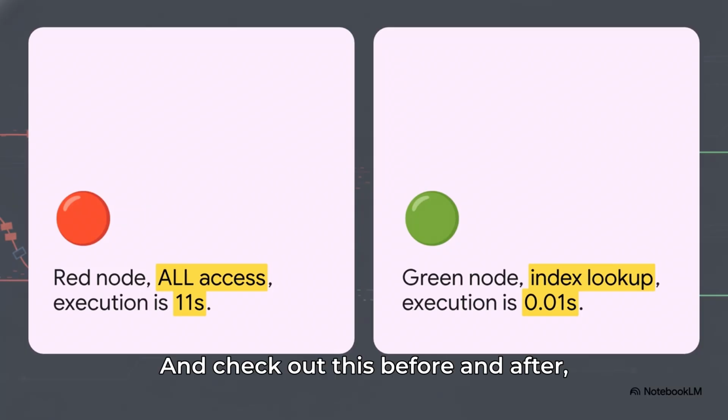And check out this before and after. It's like night and day. Before we added the index, we had a red node, an access type of ALL, a NULL key, and a brutal execution time of 11 seconds. After adding the index, the node turns a nice healthy green. The access type changes to ref, which means it's doing an efficient index lookup. It actually lists the index it used in the key field. And the execution time drops to a lightning-fast 0.01 seconds. We just solved the whole shebang.